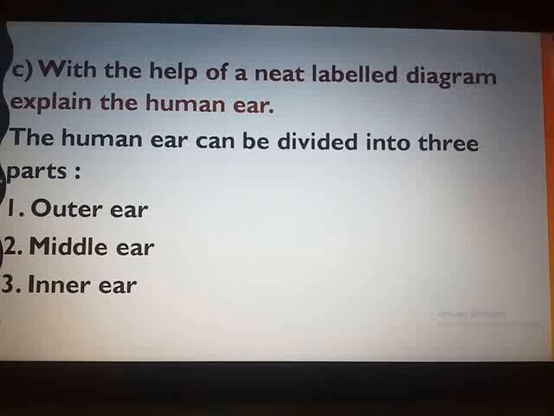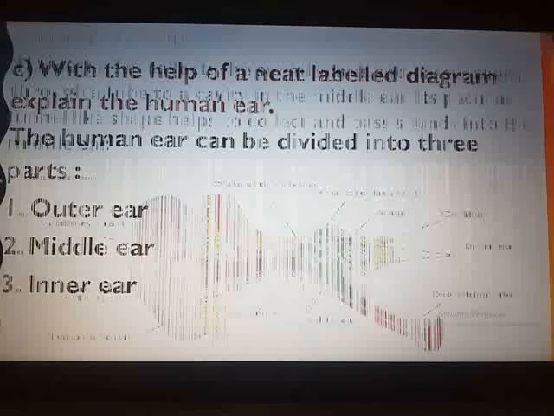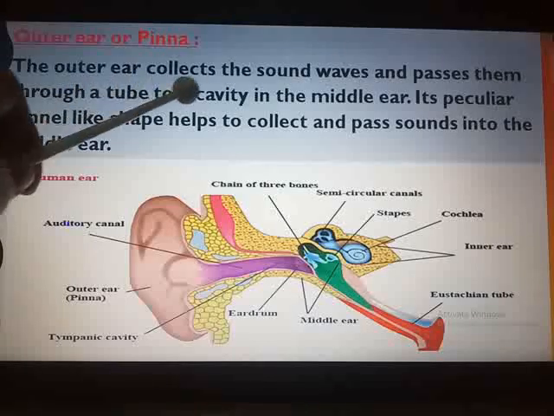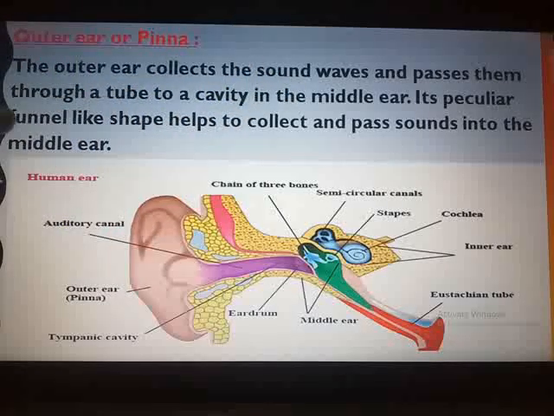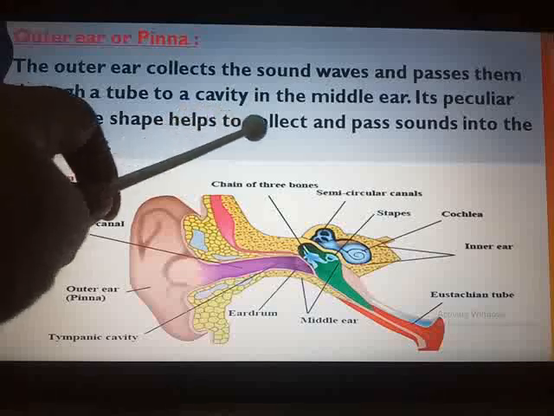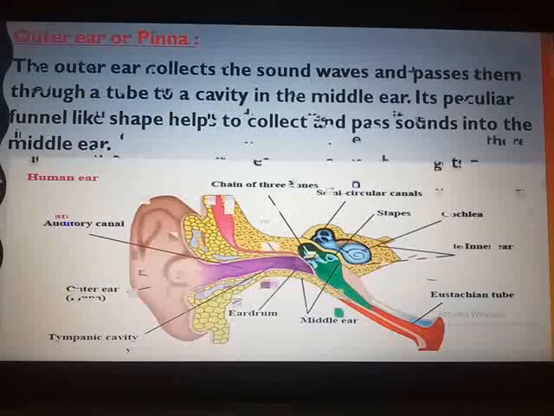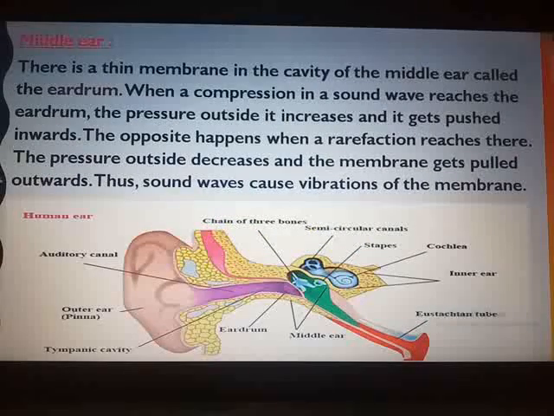So this part is very important because they have told you explain the human ear. Now write every part with a short explanation along with one diagram. First is outer ear or pinna. Mark it carefully. The outer ear collects the sound waves and passes them through a tube to a cavity in the middle ear. Its peculiar funnel-like shape helps to collect and pass sounds into the middle ear. The labelings I will tell you towards the end.